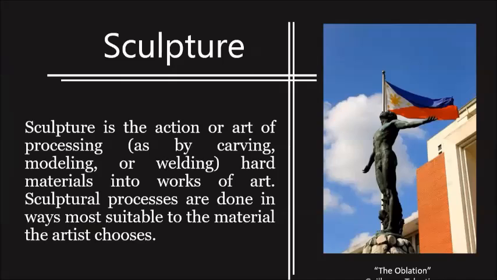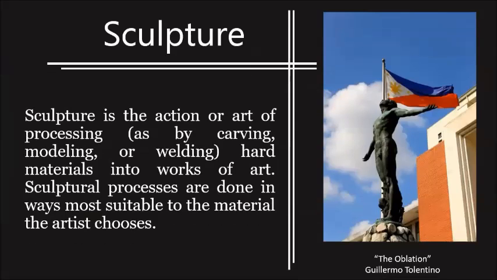So the next art form that we're going to discuss is the sculpture. Sculpture is the branch of visual arts that operates in three dimension. So there are different processes that we might use such as carving, modeling, and even welding.